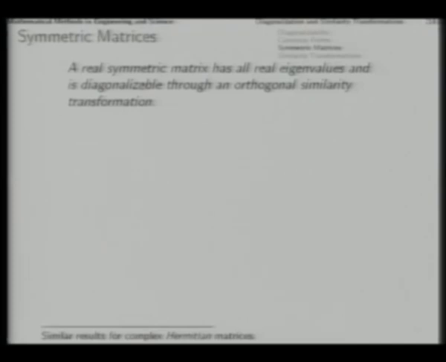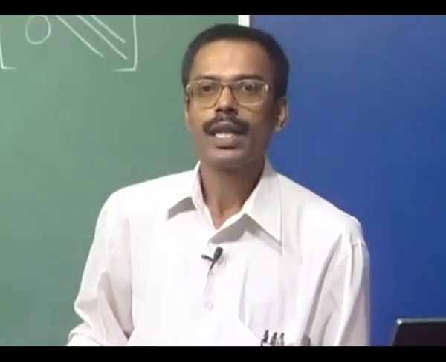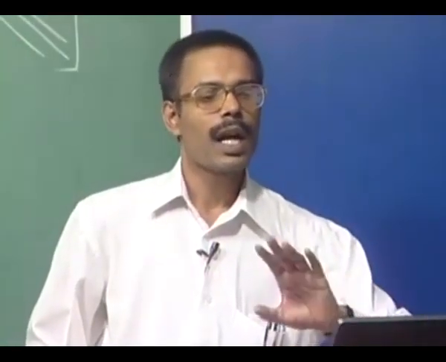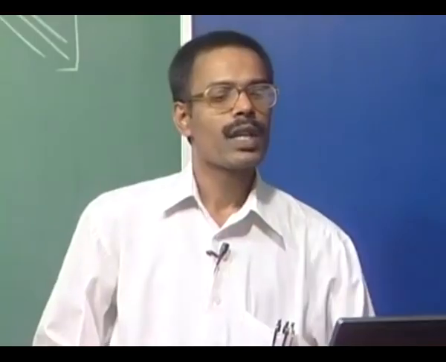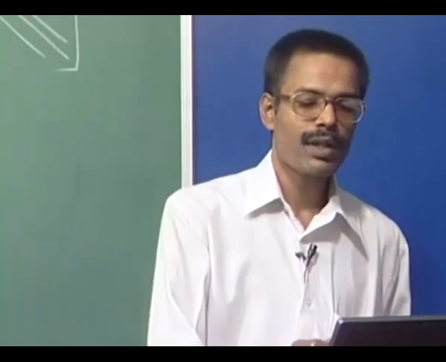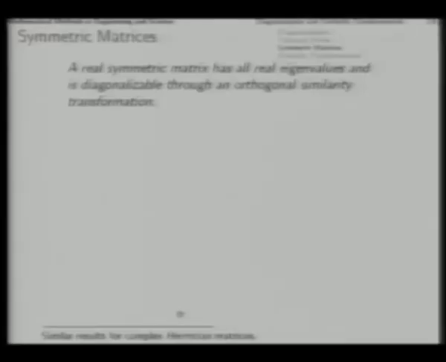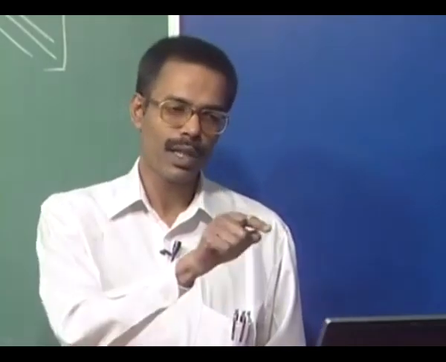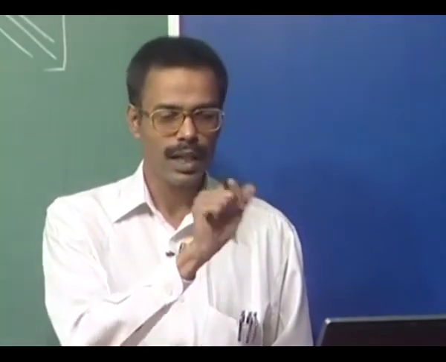Since in our course we will be mostly concerned with real matrices, in all the discussions I am trying to concentrate on the real versions of the theorems rather than going into the complex version. But the complex Hermitian matrices version is also very similar. That would read as: a Hermitian matrix has all real eigenvalues and is diagonalizable through a unitary similarity transformation, and no other change. The steps through which you establish that result are also similar to the ones that we are going to go through right now.